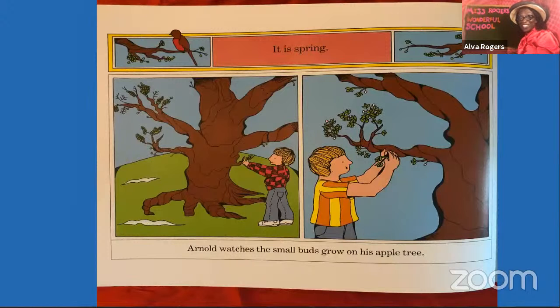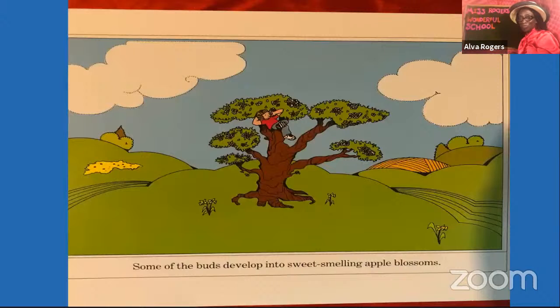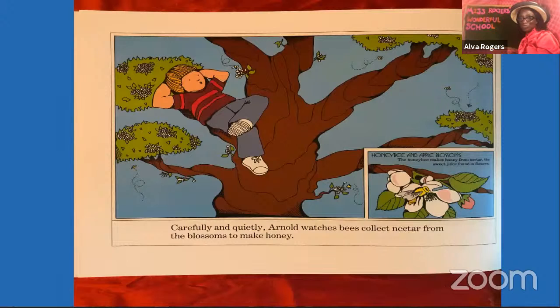It is spring. Arnold watches the small buds grow on his apple tree. Some of the buds develop into sweet-smelling apple blossoms. Carefully and quietly, Arnold watches bees collect nectar from the blossoms to make honey.